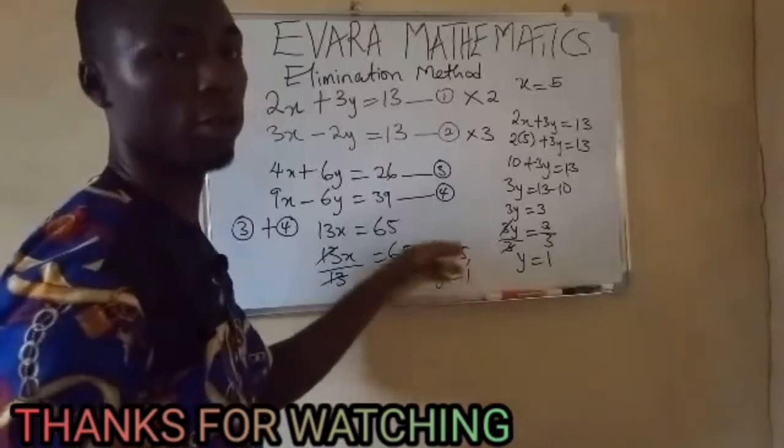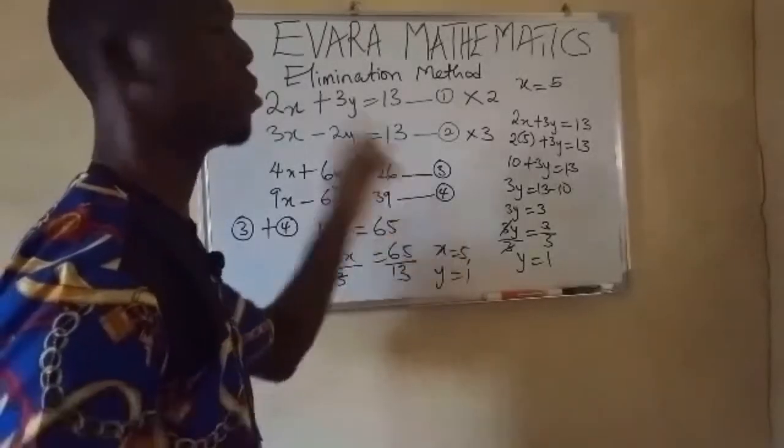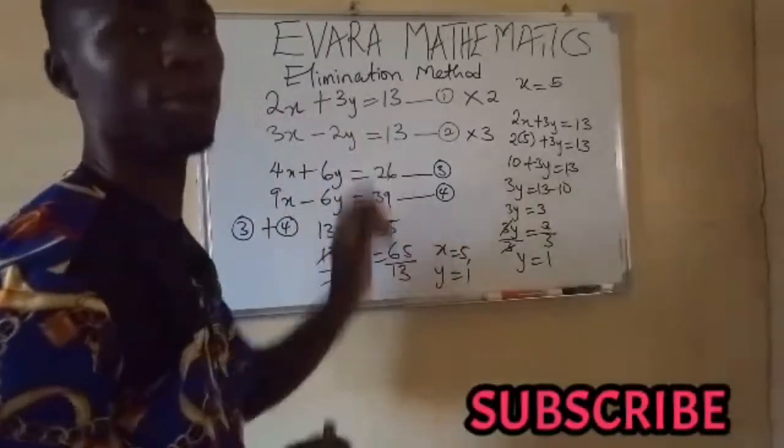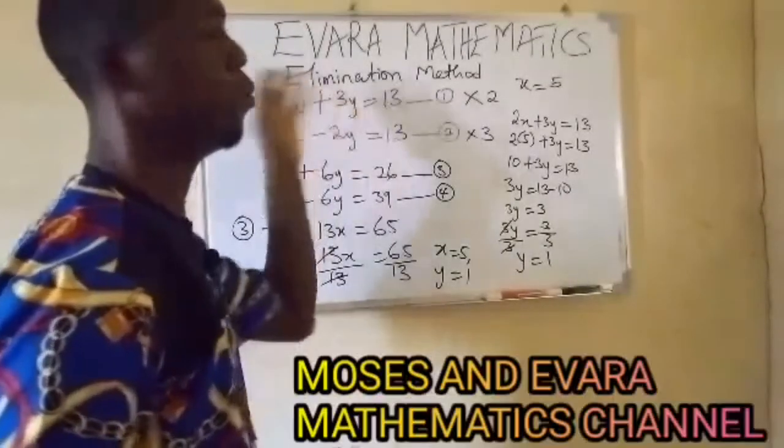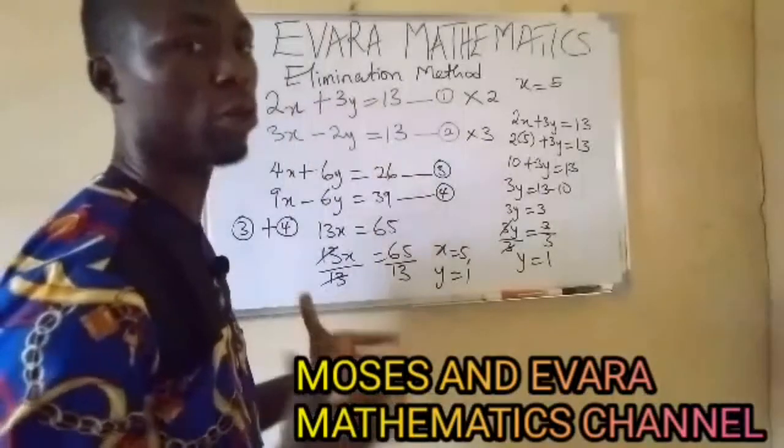So as you can see, we got the same value as when Mr. Moses used the substitution method. That shows that when you follow the right procedure, both the substitution method and the elimination method will give you the same answer.